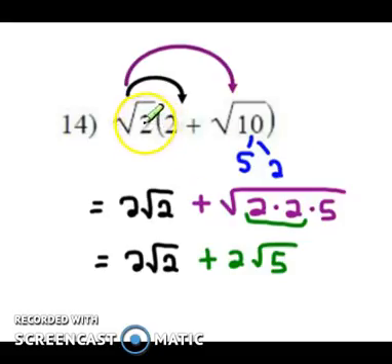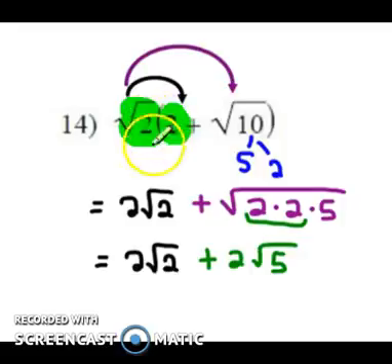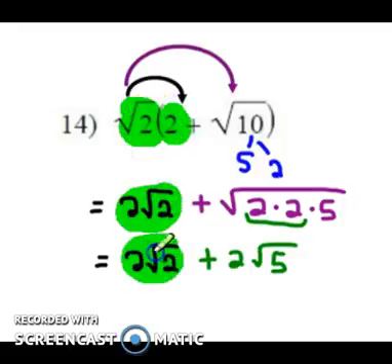Number 14, square root of 2 times 2. So I have an integer and a radical. That's how I ended up with 2 square root of 2. And then I'm going to go square root of 2 times square root of 10. They are both radicals. So I'm going to factor 10, 5, and 2. So I have a set of 2's that come out, and I have 5. That's why this 2 came out, and then I have square root of 5.